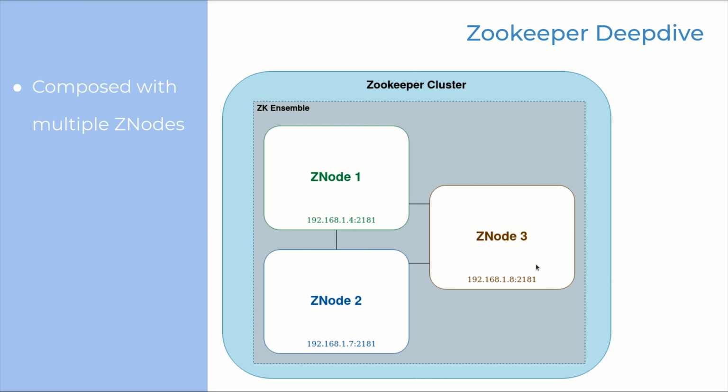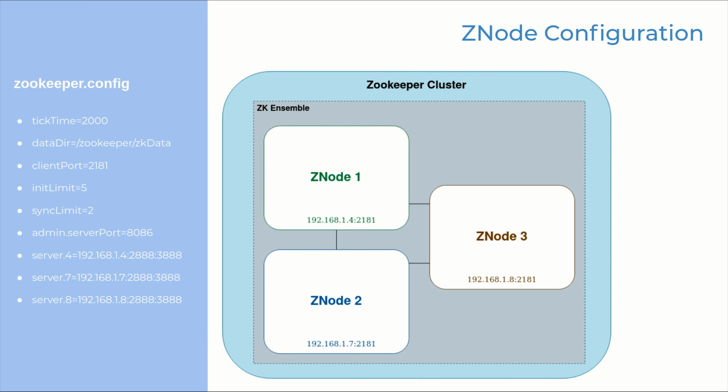So let's talk more about Zookeeper. As we talked about earlier, a Zookeeper cluster is composed of multiple Zookeeper nodes, known as a C node, and each C node is an independent active server. As you can see, each C node is identified by a particular IP address and a port number. This collection of C nodes is known as a Zookeeper ensemble. Let's look at the primary configuration of a Zookeeper server. Tick time is the basic unit of a single tick in milliseconds.